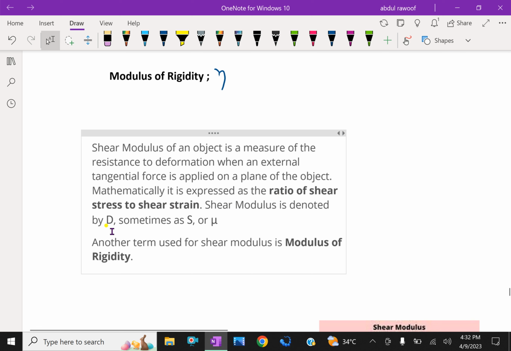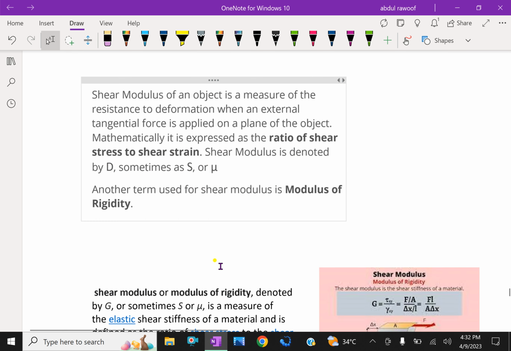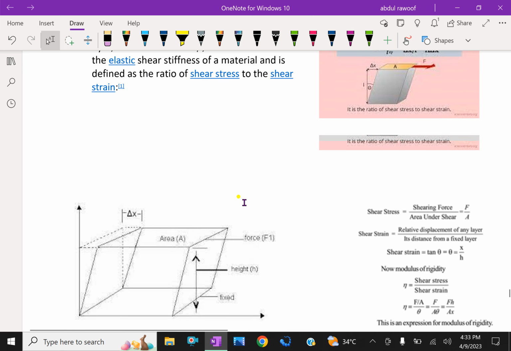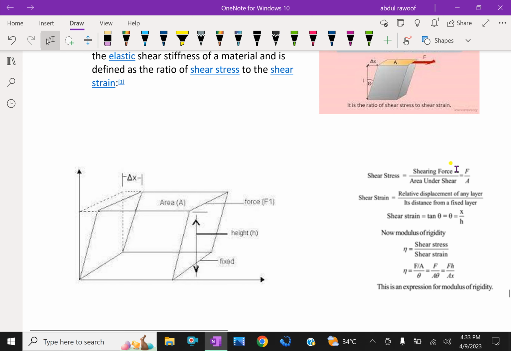Shear modulus is denoted by capital G, sometimes S or mu. Another term used for shear modulus is modulus of rigidity. Here, shear modulus or modulus of rigidity, denoted by G or sometimes S or mu as we discussed, is a measure of elastic shear stiffness of a material and is defined as the ratio of shear stress to the shear strain. Look at here. Shear stress is shearing force by area under shear, that is F by A.